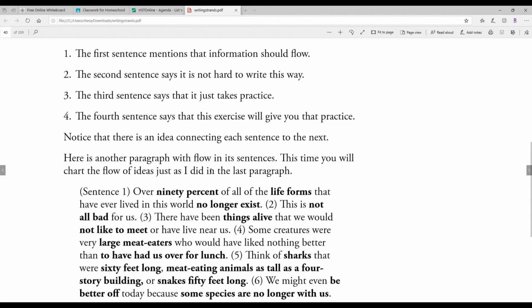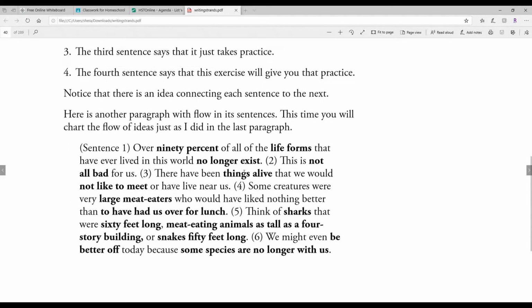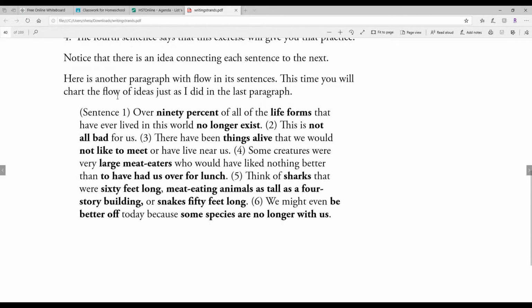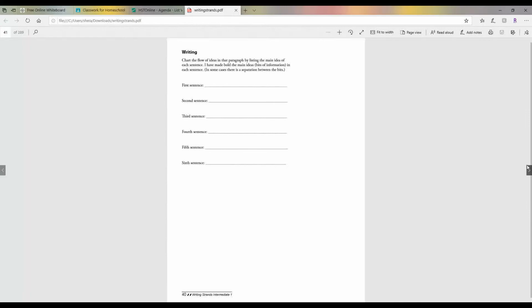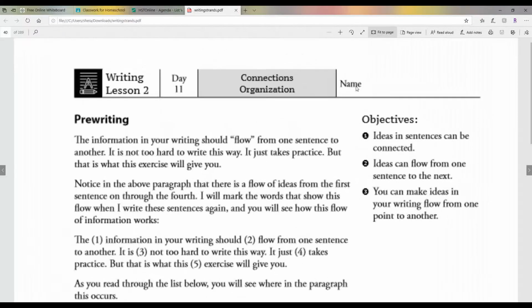Here is another paragraph with flow in its sentences. This time you will chart the flow of the ideas just as I did back here. So if you can print this out, great. If not, you can do it on a piece of paper. But before we do that, let's look at this.